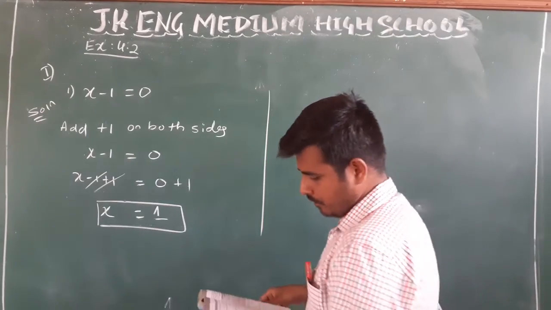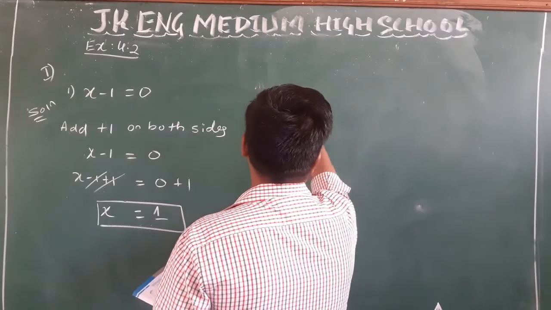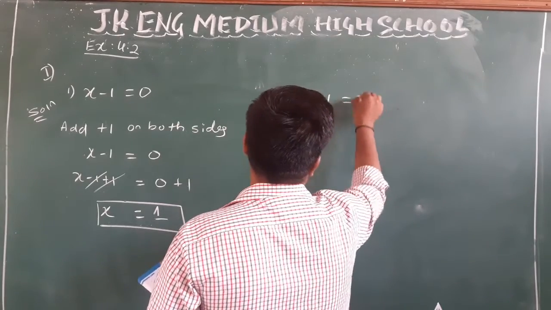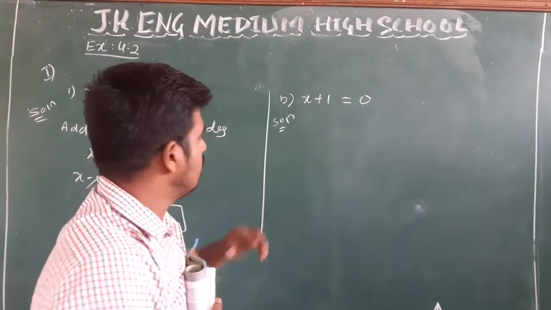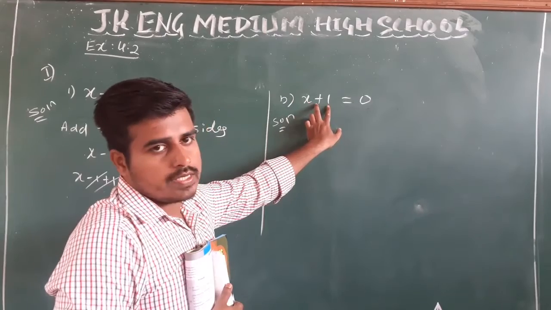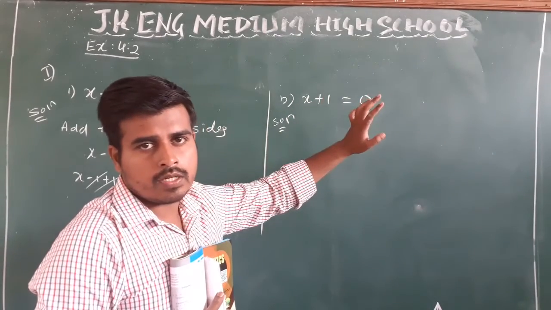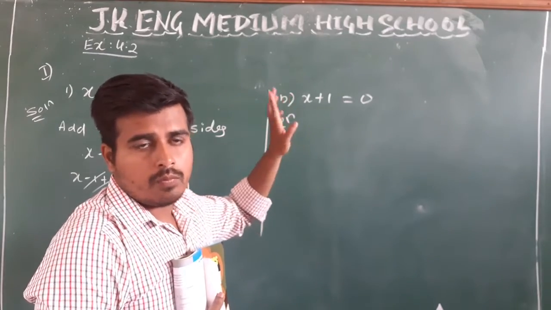Second, x +1 is equal to 0. Solution. Look here. I want x. Along with x, which number is there? +1 is there. What is the exact opposite of +1? -1. So I should add a -1 on both sides.